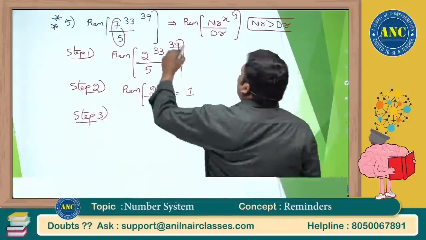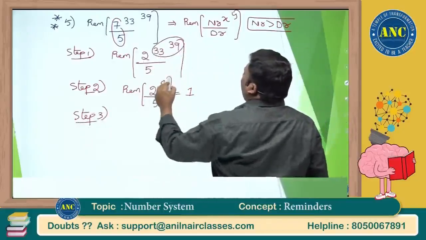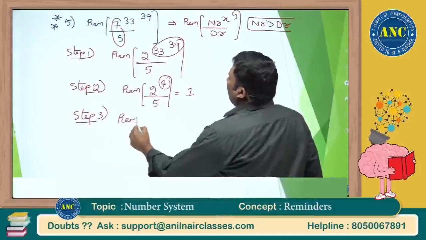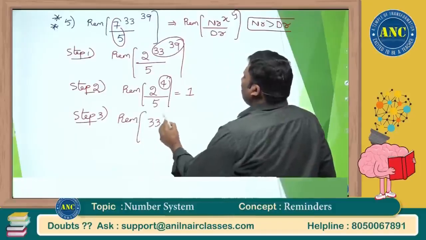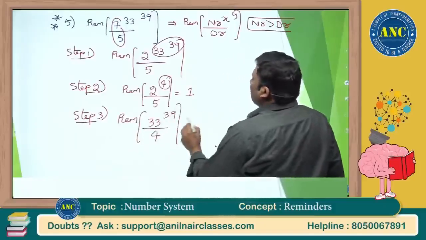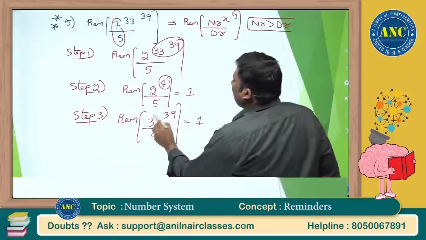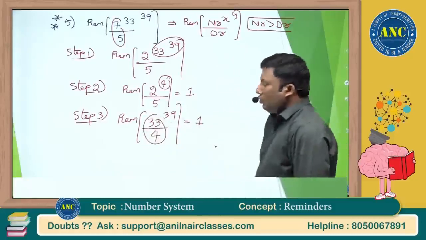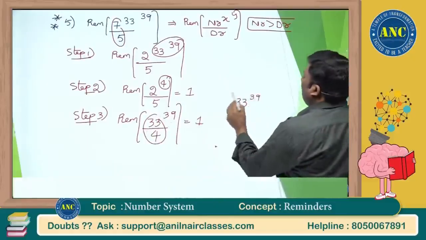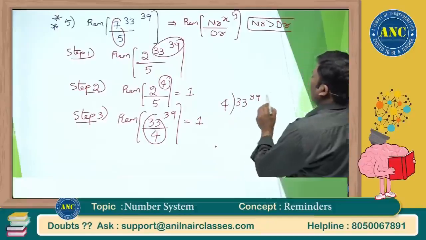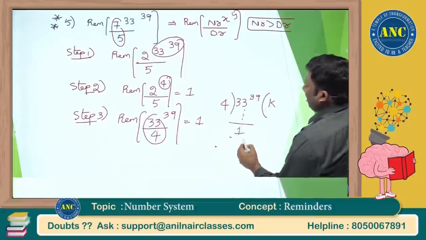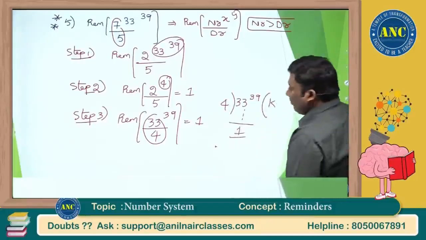Step number 3. Take the power in the question, and divide by the power which gave you 1. So 33 power 39 divided by 4. 4 8s are 32, remainder it is 1. That means 33 power 39 is getting divided by 4; quotient we don't know, remainder it is nothing but 1.